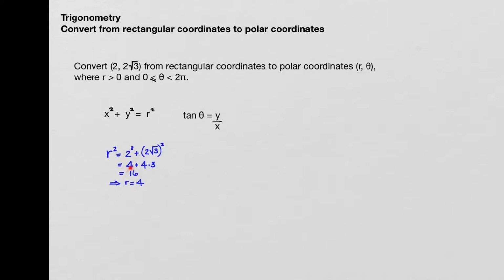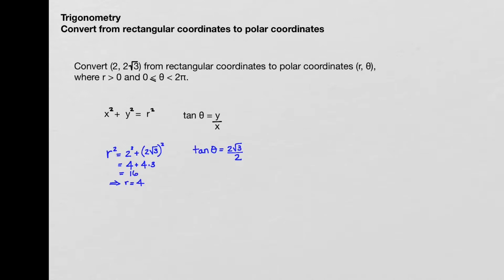So 2 squared is 4, square it again, you get 4, square root of 3 squared gets you 3, and then we multiply and add to get 16. So therefore r itself must be 4. Now we have the value of r, now we need the value of theta.